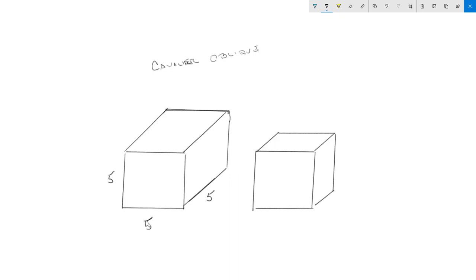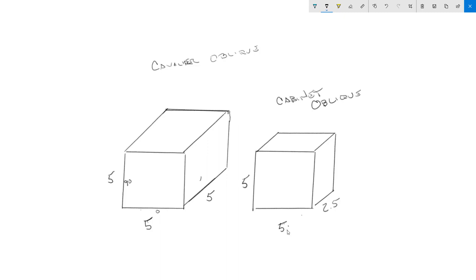We have five here. We have five here, and we have 2.5 here. This is called a cabinet oblique. Need to know the difference in these. A cavalier oblique has all equal lengths. Okay, so this line here is at 0, this one is at 90, this one is at 45 degrees.